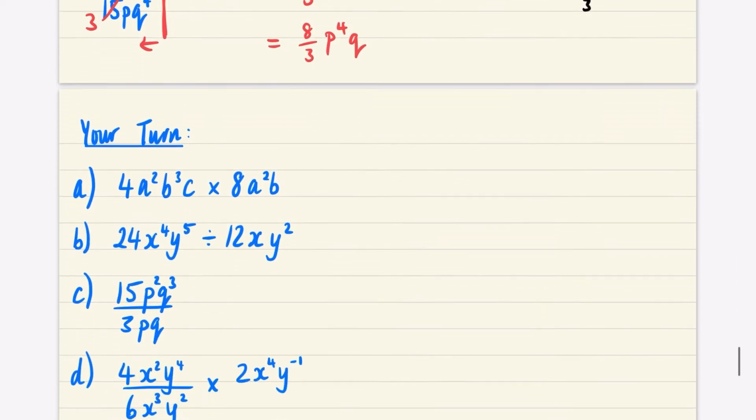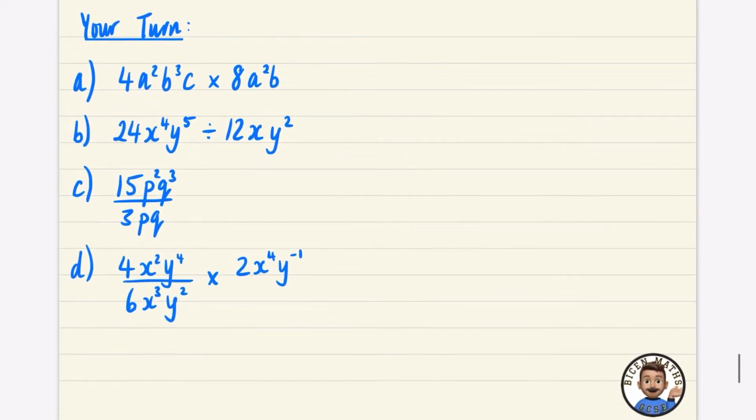So there are some questions for you to have a go at here. Pause the video and have a go and see if you get the same answer as me. Okay, so 4 times 8 is 32. A squared times a squared is a to the power of 4. B cubed times b is b to the power of 4. And then there's just a c by itself, so I can just still leave it there.